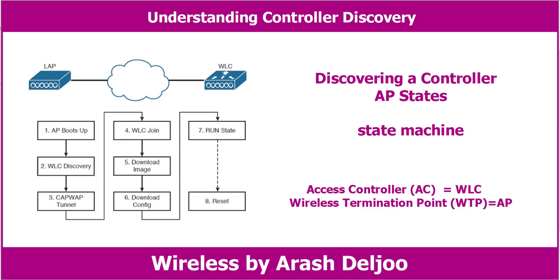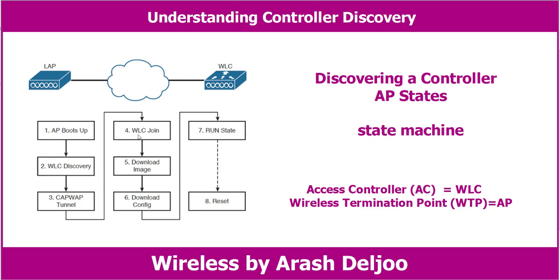The tunnel will provide a secure Datagram Transport Layer Security or DTLS channel for subsequent AP wireless LAN controller control messages. The AP and wireless LAN controller authenticate each other through an exchange of digital certificates. It means that first the AP boots up, after that we should find the wireless LAN controller, and after finding the wireless LAN controller we establish the CAPWAP tunnel with DTLS, and after that we can use this CAPWAP tunnel for exchanging the control messages securely between the LAP and the wireless LAN controller.